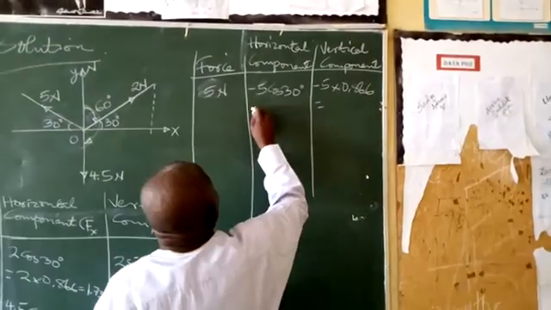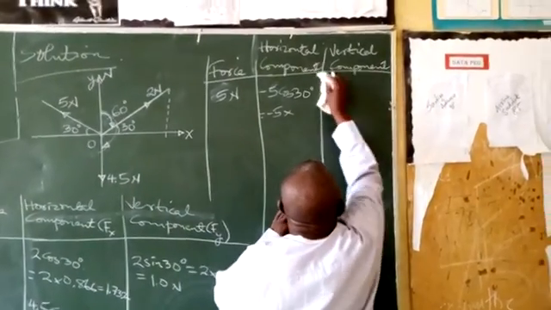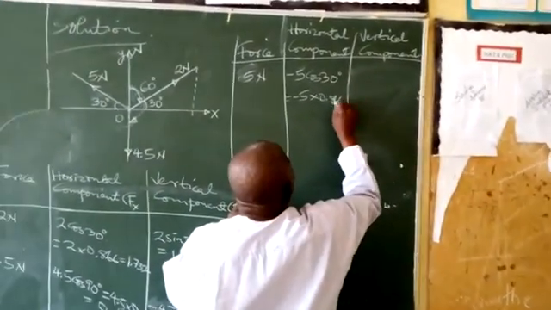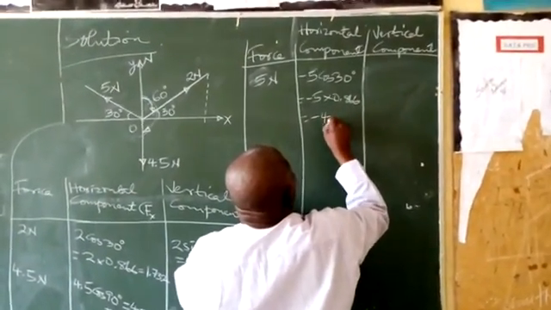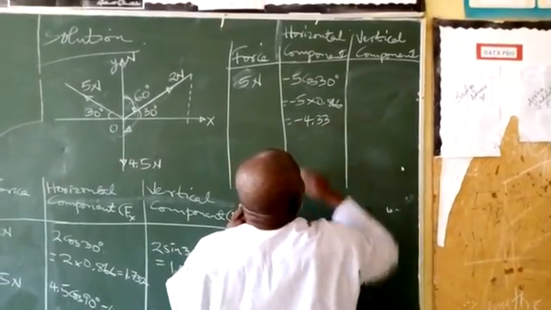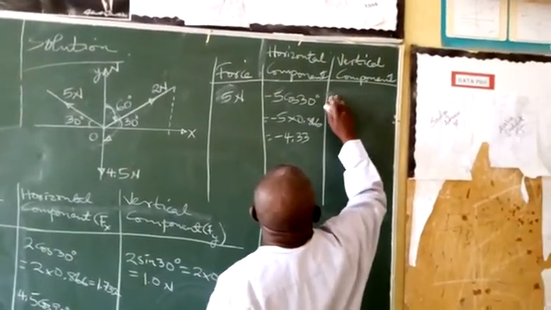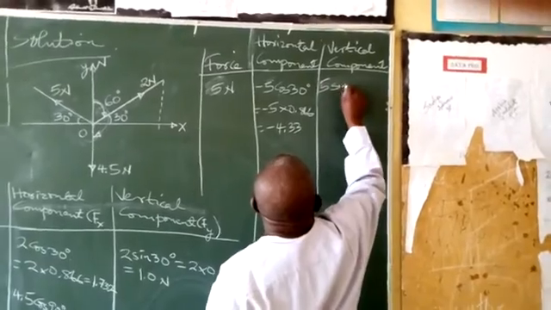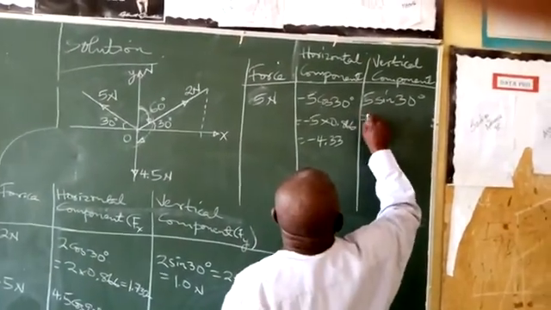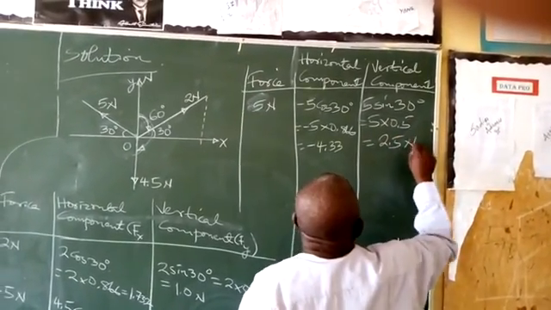Minus 5 times 0.866, so you have 4.3301. I think I leave it at 2 decimal places. Okay. So here, the vertical component would be plus 5 sine 30 degree. That would be 5 times 0.5, which is 2.5 Newton.